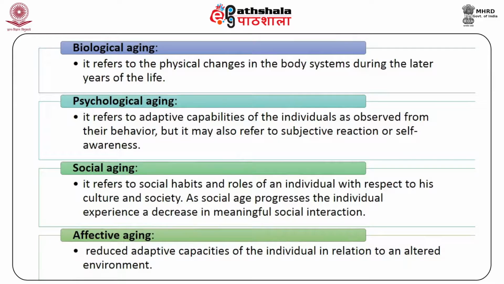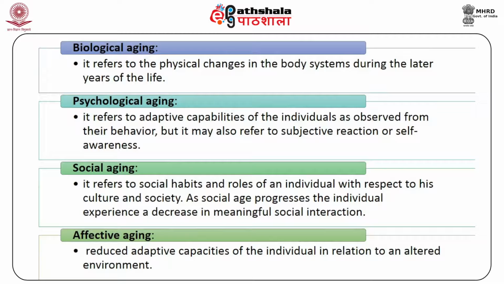It is important to distinguish between the various aspects of aging in humans. These are: Biological aging. It refers to the physical changes in the body systems during the later years of life. Psychological aging. It refers to adaptive capabilities of the individuals as observed from their behavior, but it may also refer to subjective reaction or self-awareness.